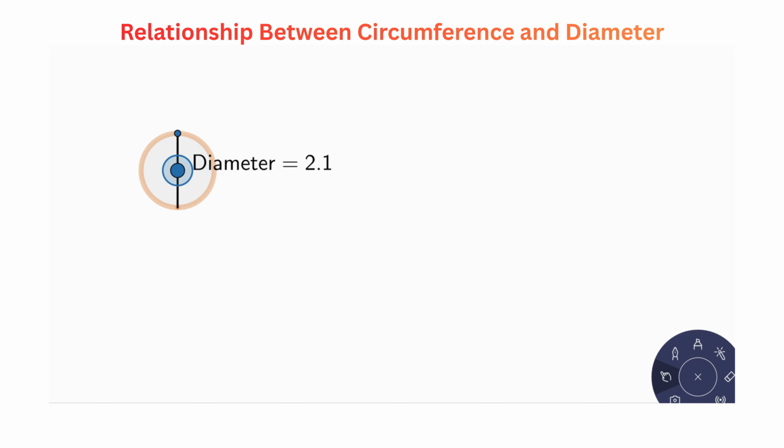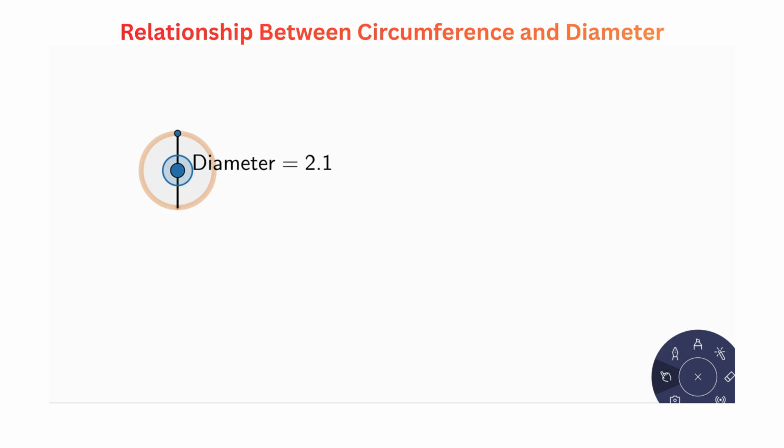Note that we have already learned what a circle is, how a circle looks. We have learned about the diameter, the circumference, and the radius. It's now time to discover the relationship between circumference and diameter.